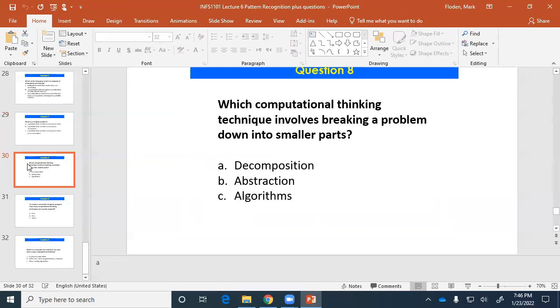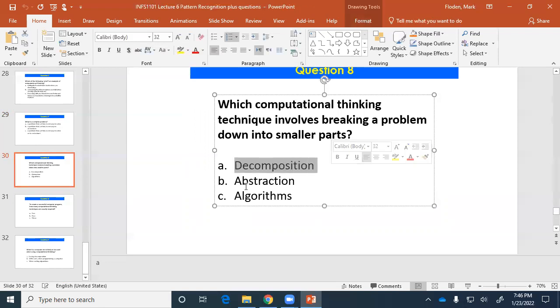Which computational thinking technique involves breaking a problem down into smaller parts? This one we won't have a controversy. It's only one answer, right? Smaller parts is A. Decomposition.